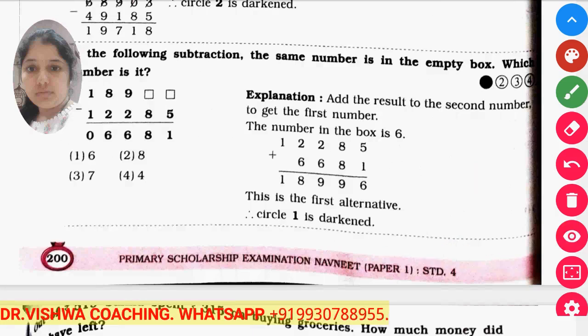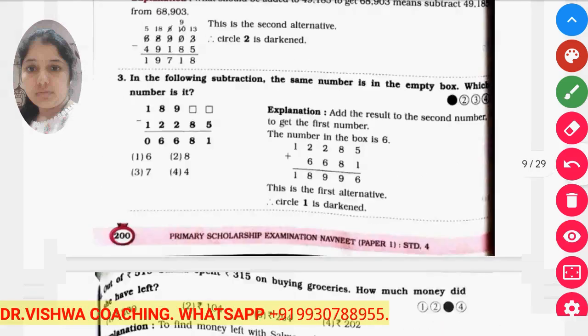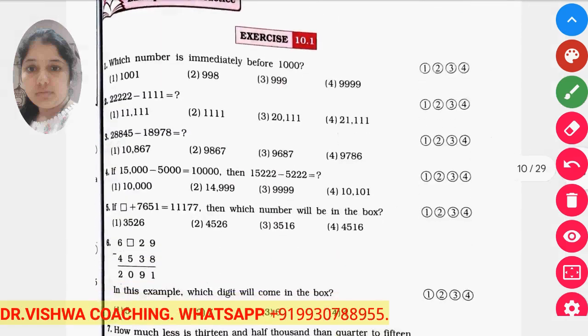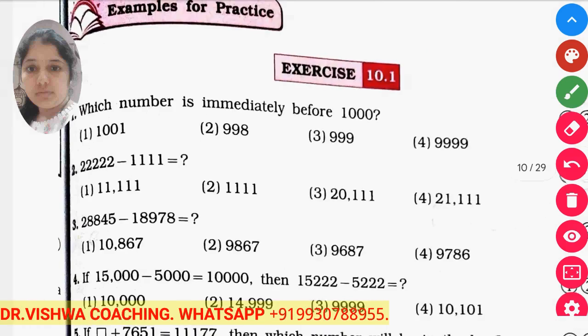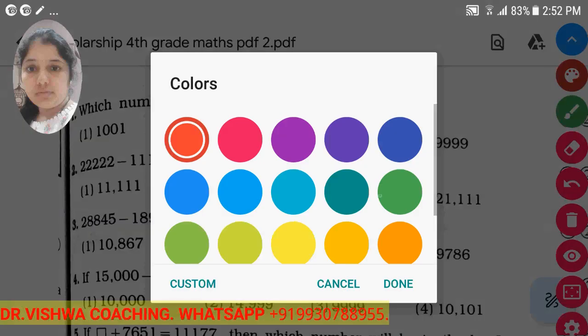Okay, so some problems are based on simple subtraction, some problems are based on borrowing. Now the exercise. Which number is immediately before 1000?